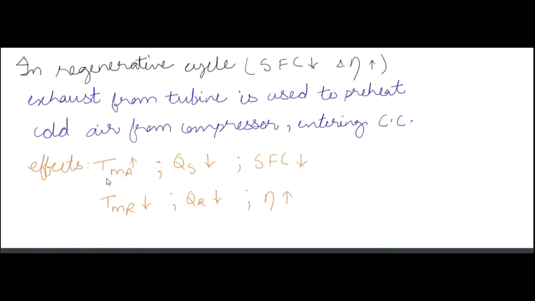Mean temperature of heat addition, higher value. Mean temperature of heat rejection, lower value. Heat supplied and heat rejection both are decreasing. Specific fuel consumption is decreasing and efficiency is increasing, okay.